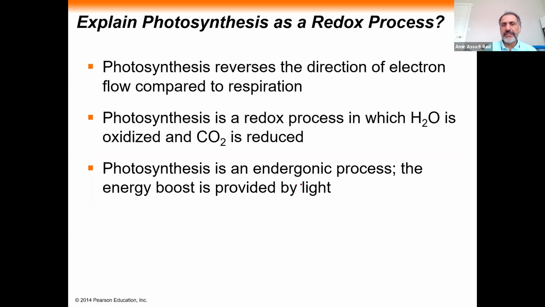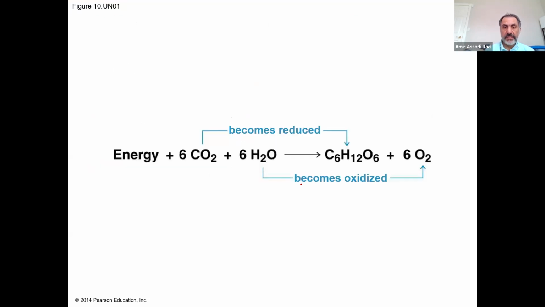Photosynthesis reverses the direction of electron flow compared to respiration. Photosynthesis is the redox process in which water is oxidized and carbon dioxide is reduced. So these are the things I would like you to know. Photosynthesis is an endergonic reaction process, which I talked about. It was provided by the energy of light. Here it is: carbon dioxide is being reduced, and water is the one that is becoming oxidized. I hope that is something you should know.